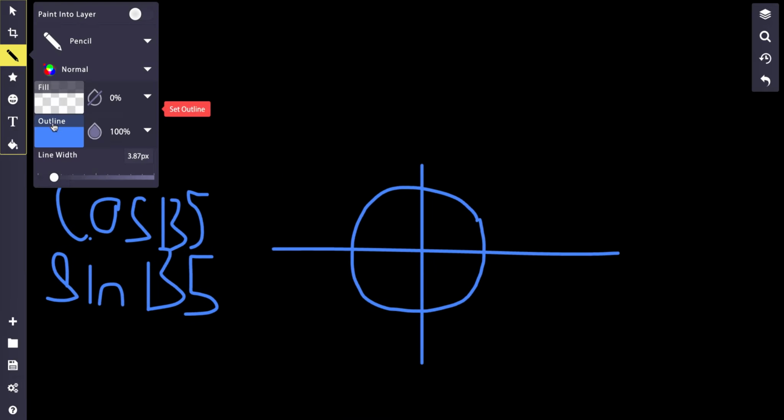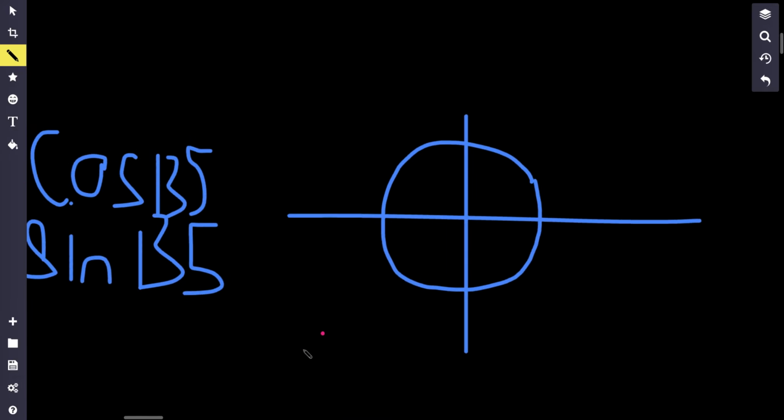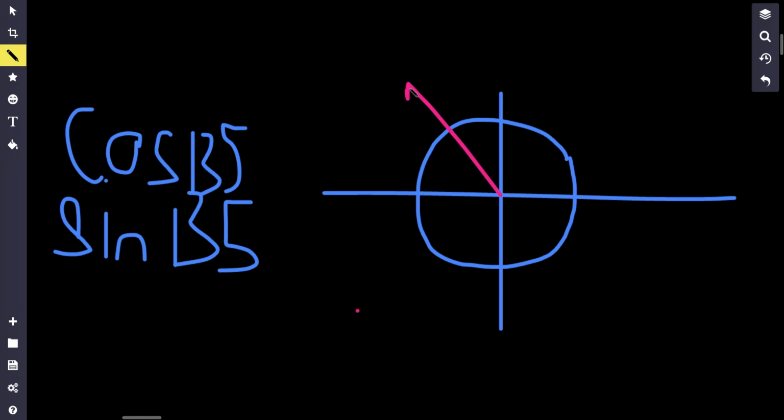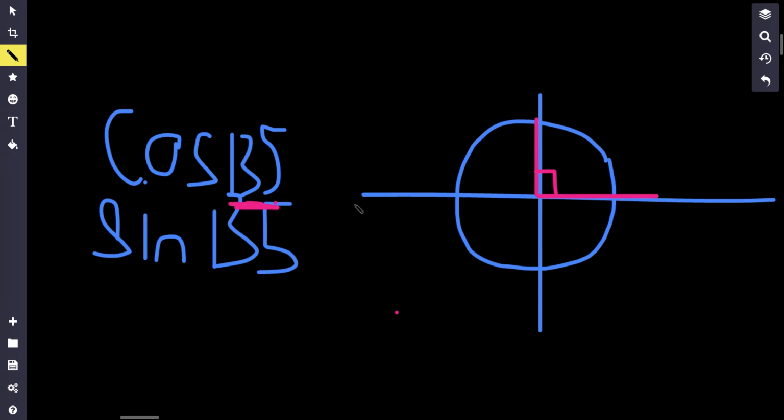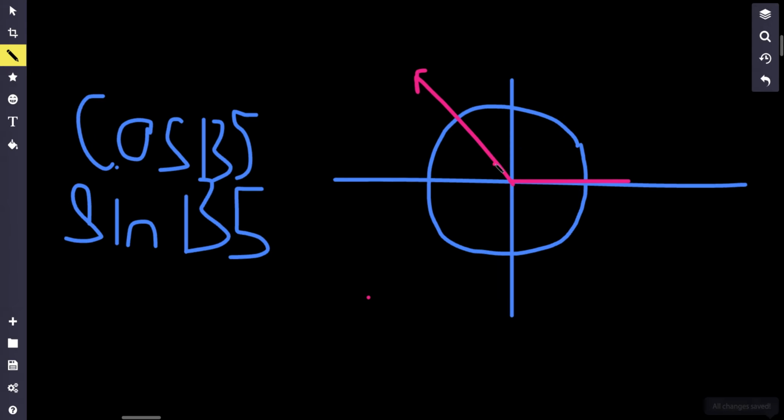So here's the thing. If we create a 135-degree angle, it's going to be somewhere here. The reason why is, if we create a 90-degree angle using this side as the base of our angle, this is a 90-degree angle, and 135 is greater than 90 degrees, right? Therefore, our angle has to be somewhere over here. Let's just say this is a 135-degree angle.